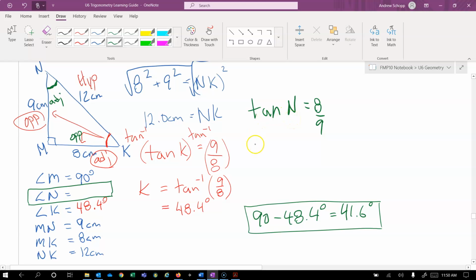So once we simplify this, we're going to end up with N is equal to the inverse tangent of 8 over 9. And when we plug that in our calculator, we should also end up with 41.6. So a way to check your work would be to do this using trigonometry, but then check your work after to see if the two angles match up. But either way, we get 41.6 degrees, and we have solved this triangle.